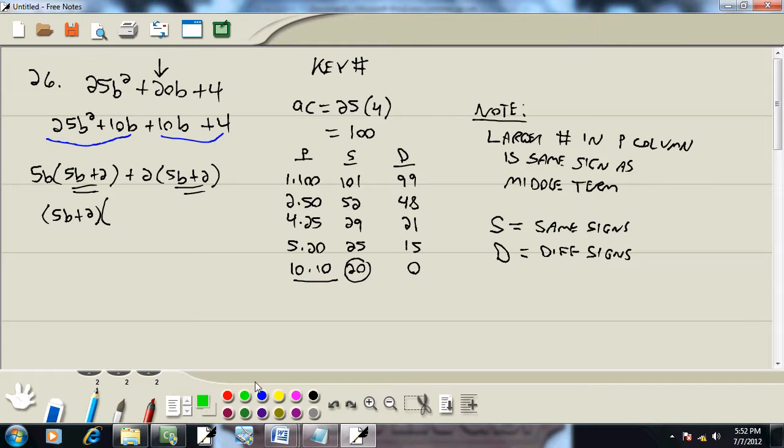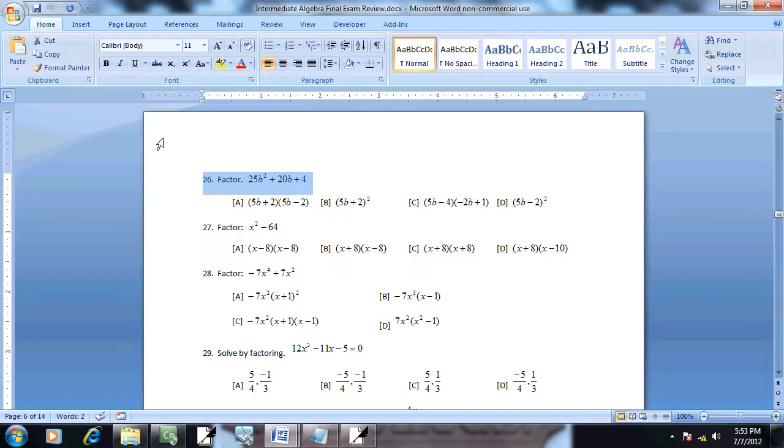And to see what goes inside the second set of parentheses, you can cross out what you just factored out. And what isn't crossed out goes here, which would be the 5b plus 2, which actually happens to be the same as that. So I could rewrite this as 5b plus 2 squared. This is actually a perfect square trinomial, and that's another way you could do this. I like the key number because it handles 100% of the problems that are of that form. The perfect square trinomial only works on a few of them. So let's see what our answer is.